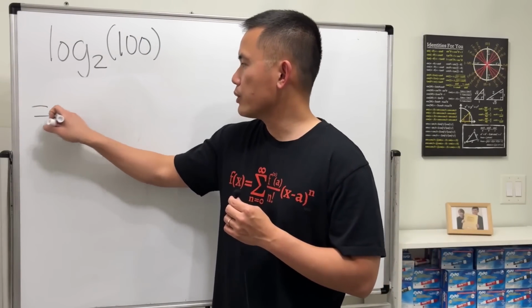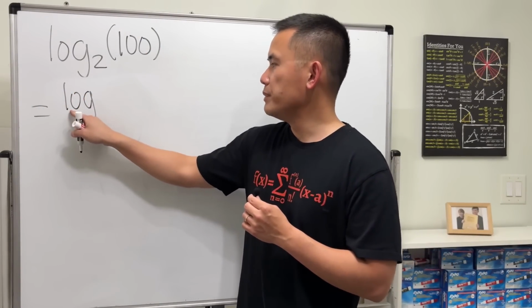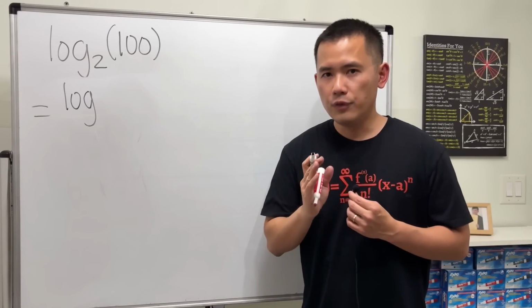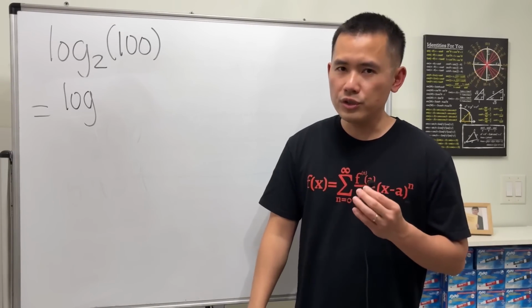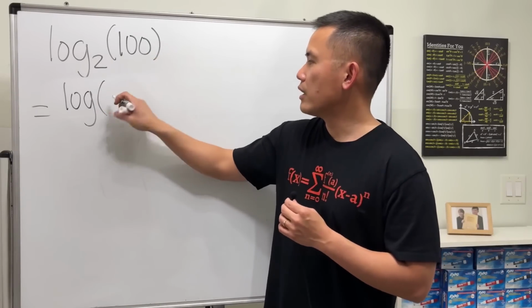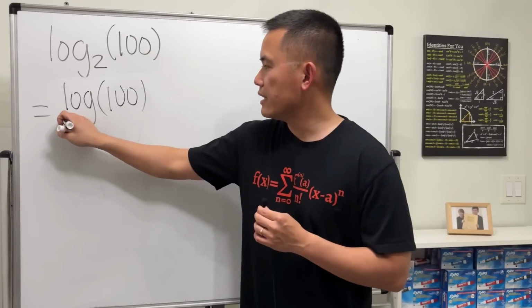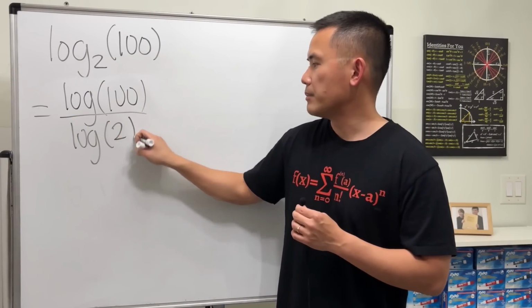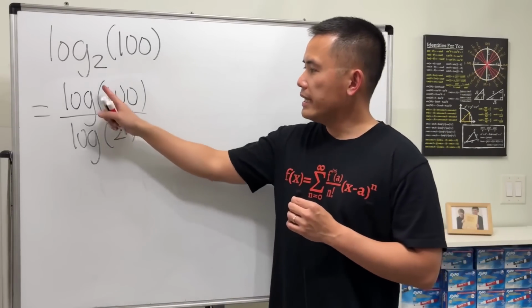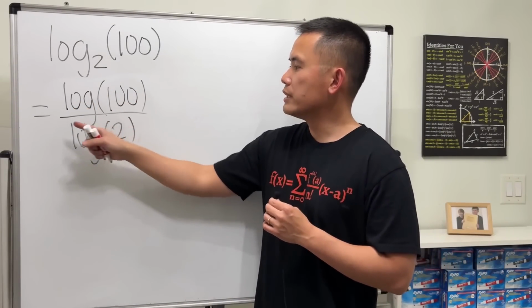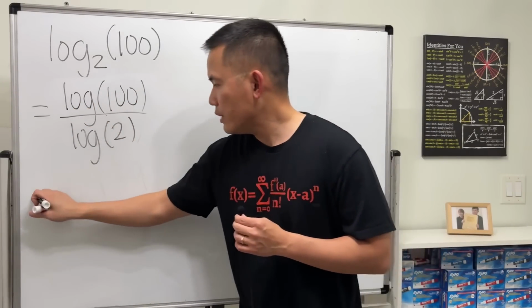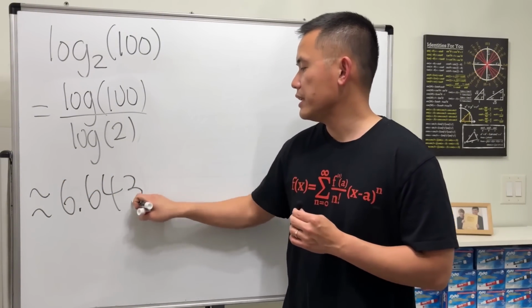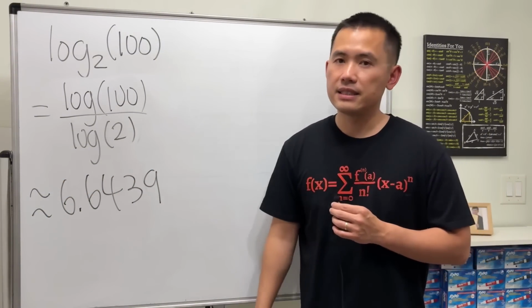This right here is equal to just a regular log, which means log base 10, and this log should be on everybody's calculator. If your calculator does not have this log, you need to change your calculator. And then you enter this number here, and then divide it by, enter the log again, and then you enter the base number in here. And then just work this out, log of 100 divided by log of 2, and you will get approximately 6.6439. And that's the answer for that.